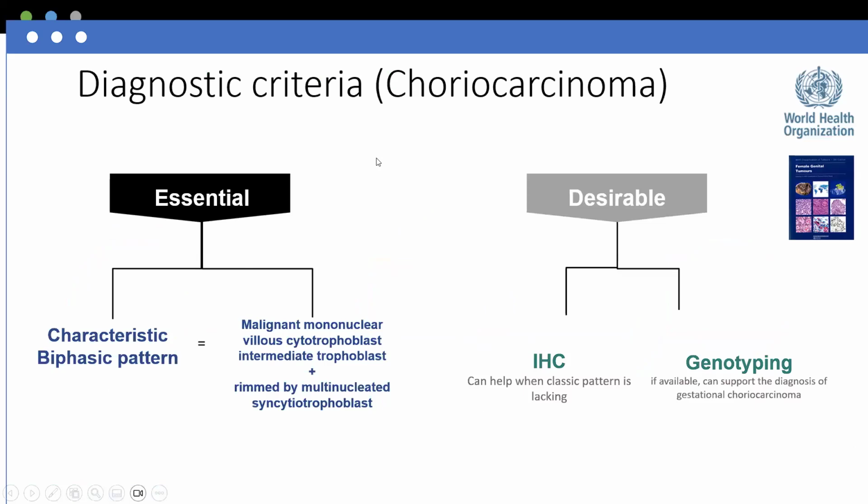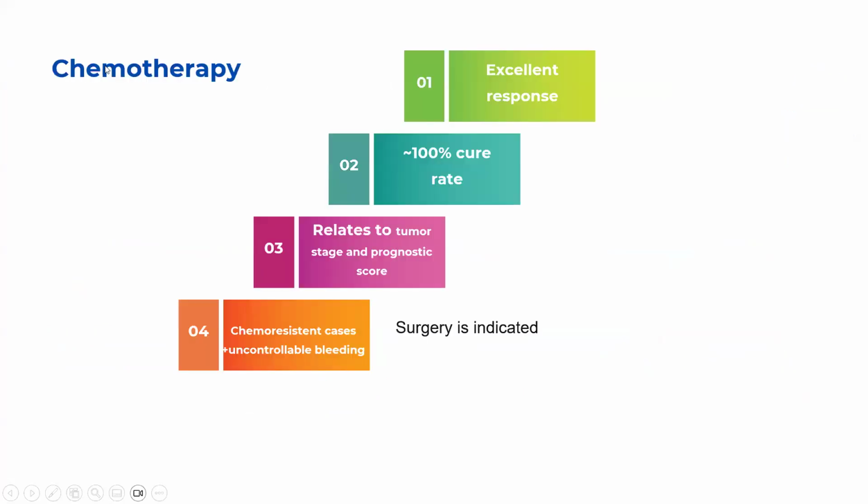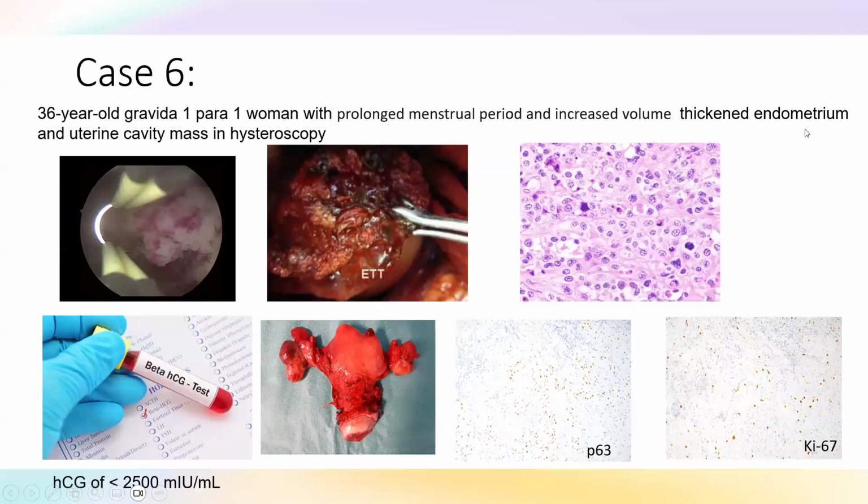So to wrap things up, the essential diagnostic criterion for choriocarcinoma is the characteristic biphasic or triphasic pattern of the mononuclear trophoblast together with the syncytial trophoblasts. What's really desirable is to use the immunohistochemistry and do the genotyping. Chemotherapy, you definitely know better than me how excellent the responses and the cure rate are. And Dr. Ahmed last time explained to us the risk stratification and how you're going to opt for the different regimens.